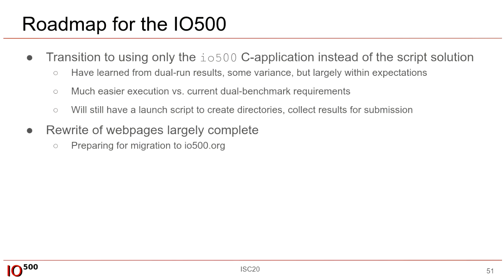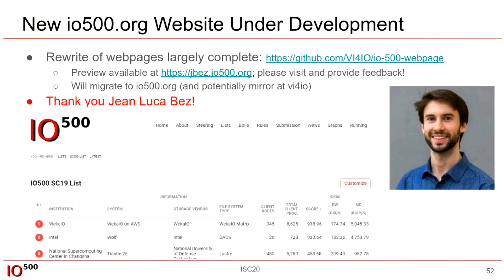Another big thing that's been under development is there's a new IO500 website, and there's been a contributor, Gianluca, who's been doing an excellent job developing the new version of the website, and it's hosted in GitHub so that if people want to contribute to that or there are issues, you can submit issues for the web page or patches if you want, directly at the GitHub site, like any other software development. And jbez.io500.org is a preview of what the final site will look like.